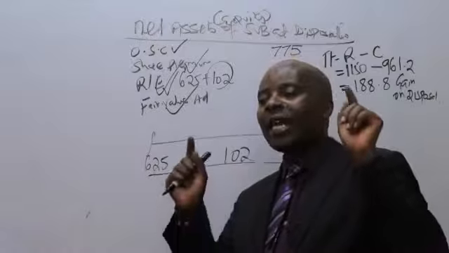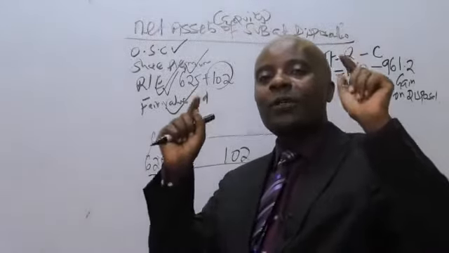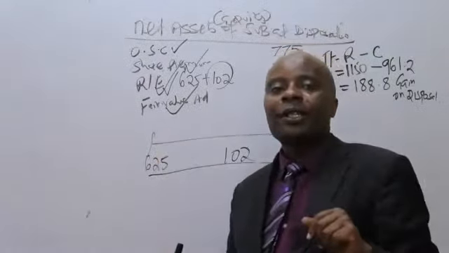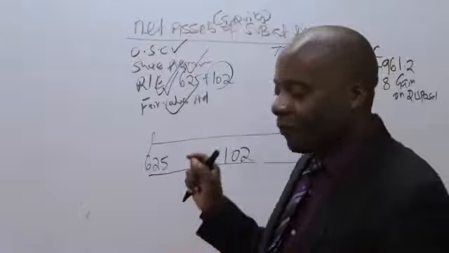Great. So then we have gotten 188.2. Could you kindly take that figure to the statement of consolidated income? Right? Take that figure of gain.